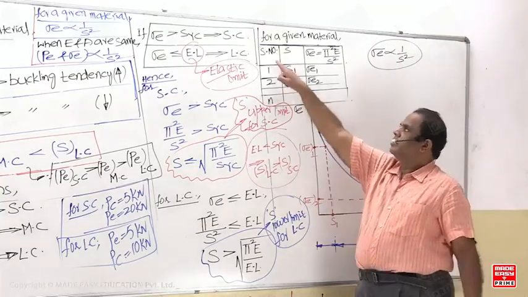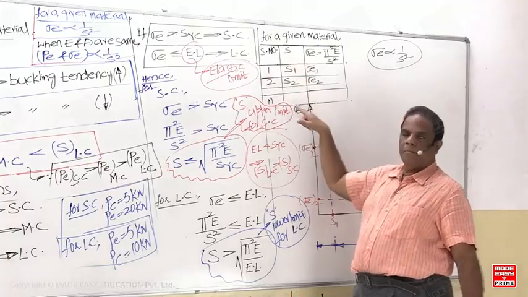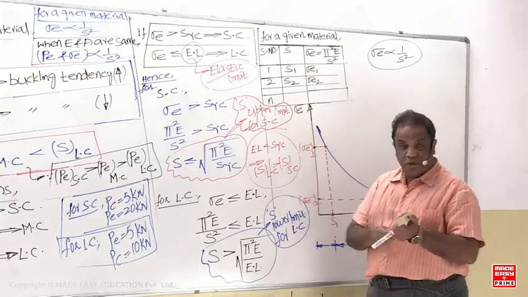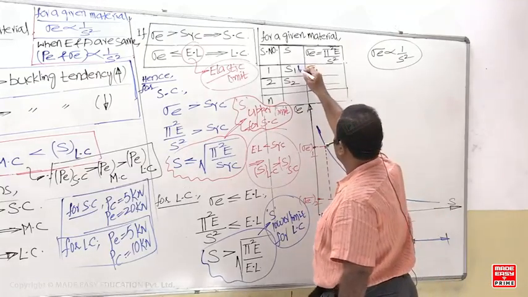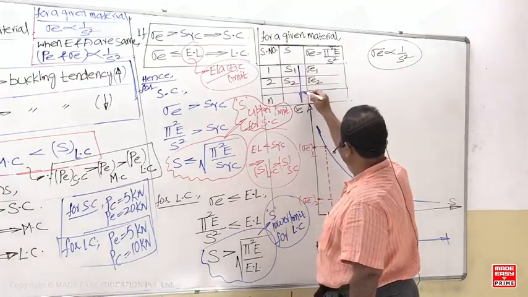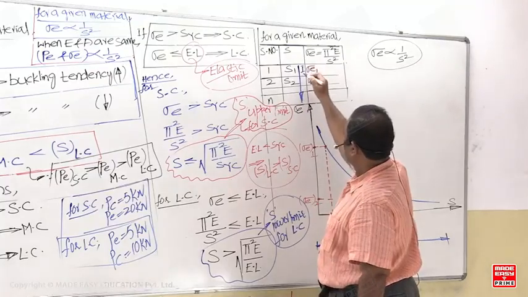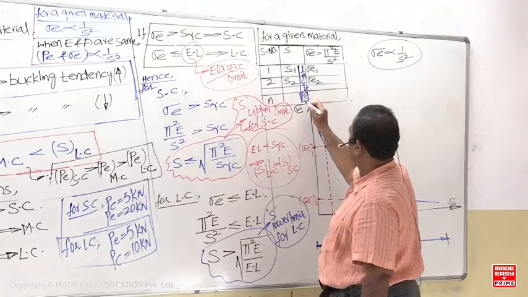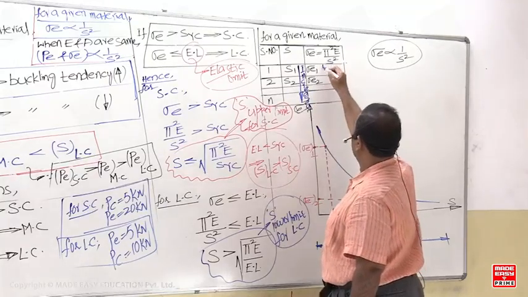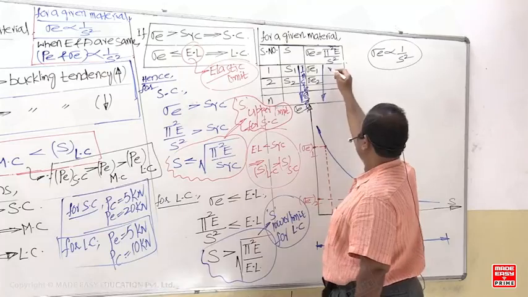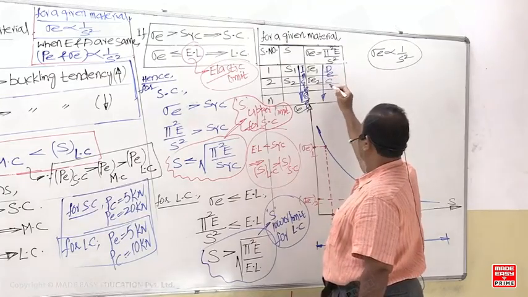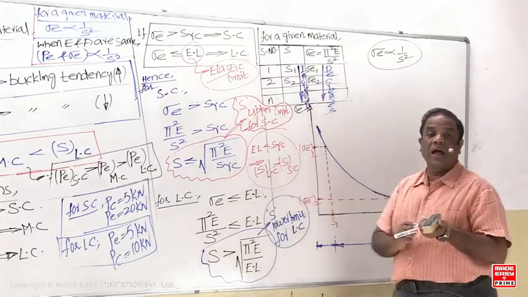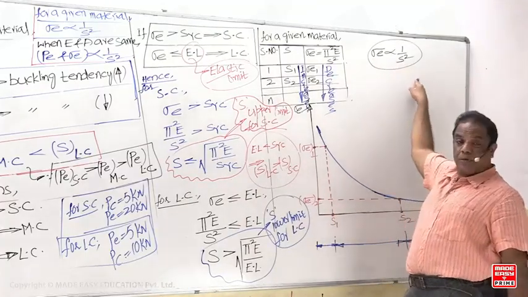Now, the slenderness ratio. As the slenderness ratio increases, what about the buckling stress now? It will decrease, but it decreases hyperbolically, inversely proportional to S square.